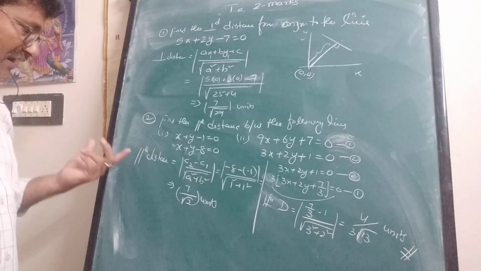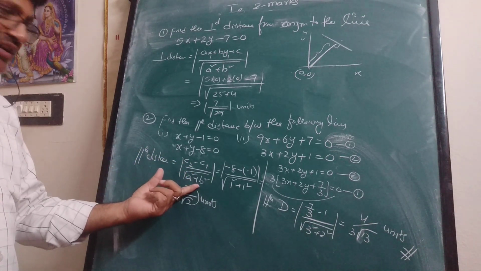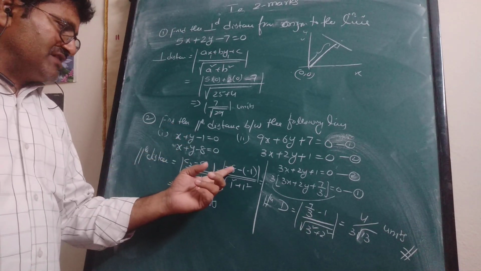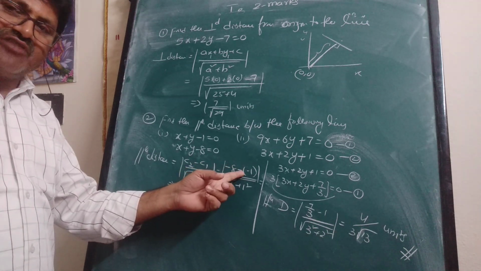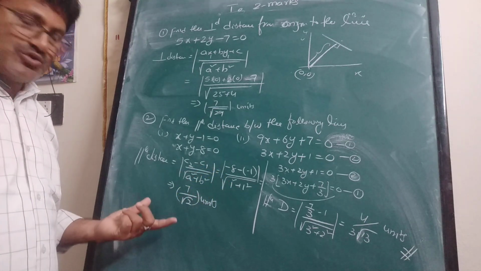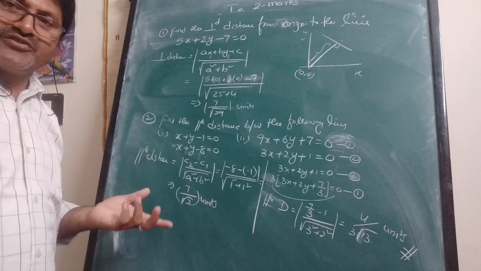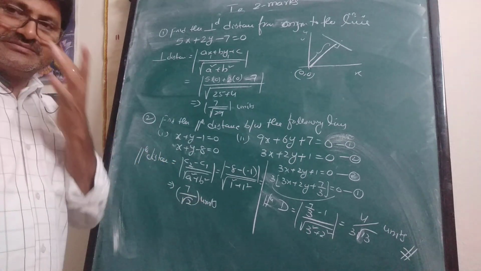No problem. Directly the parallel distance will be |c2 minus c1| by under root a square plus b square, and go for substitution. Minus 8 minus of minus 1, so it becomes minus 8 plus 1. It becomes minus 7 by root of 1 plus 1, which is root 2. Anyhow it is modulus, length will always be positive. 7 by root 2 units.